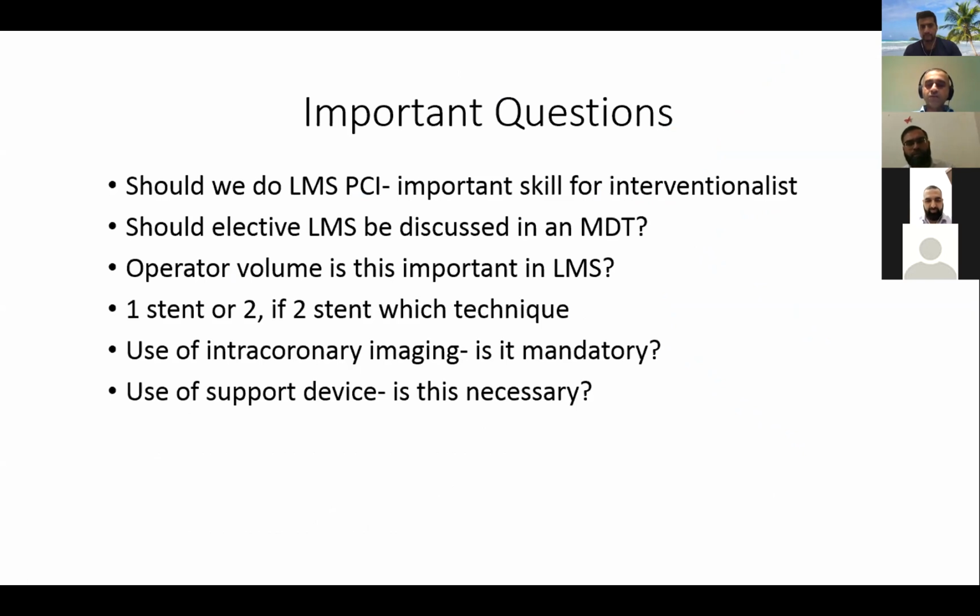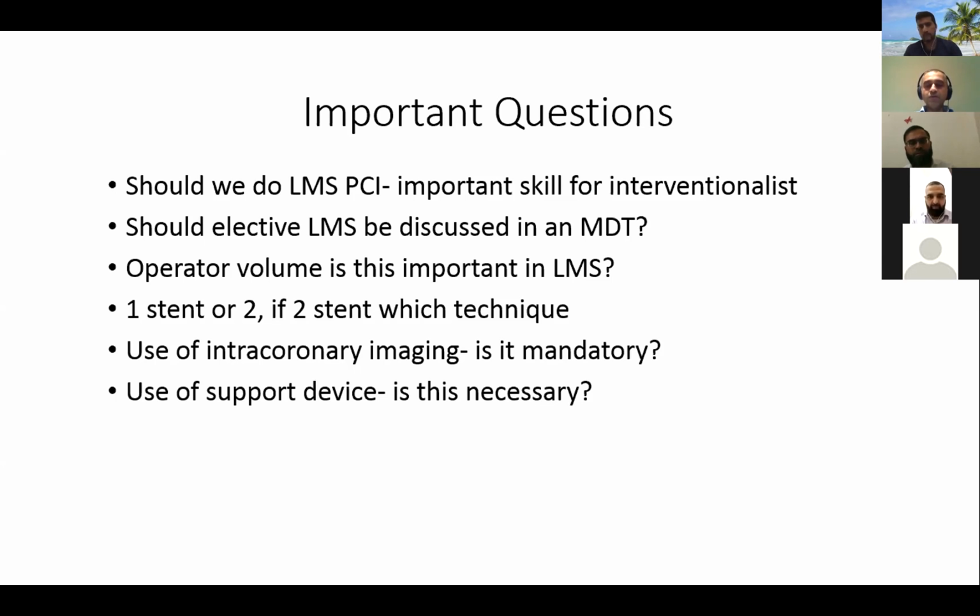The first question, of course, is, should we be doing left mainstem PCI at all? I think it's an important skill set that interventionists need to have, because occasionally you will be caught out with a left mainstem primary PCI. Those cases will need to be dealt with proficiently and efficiently. The other major questions are, should elective left mainstems be discussed in an MDT? Or should we take these cases on as ad hoc PCIs, cath query proceed cases?